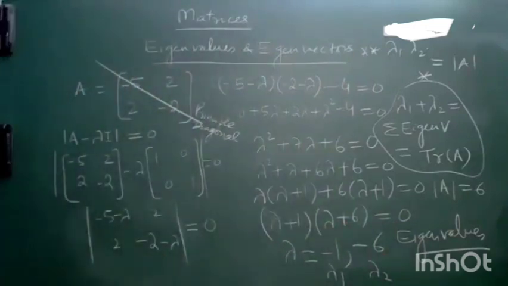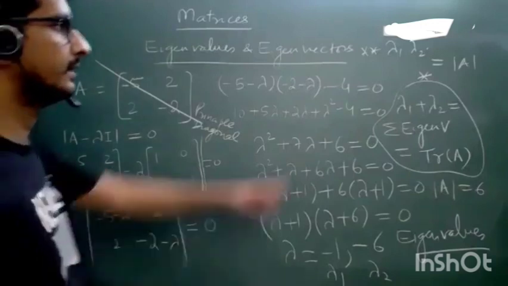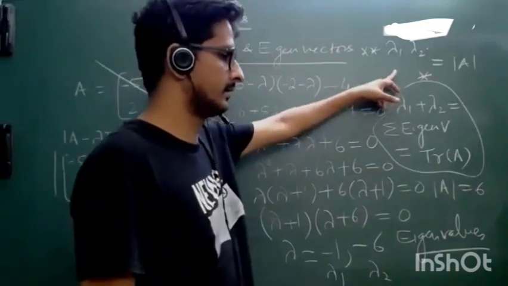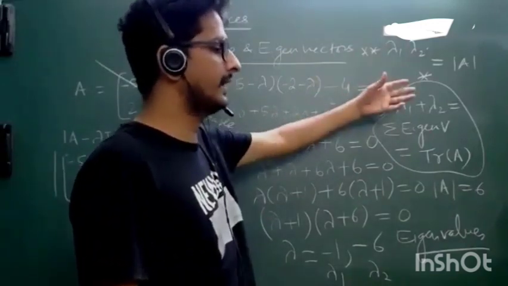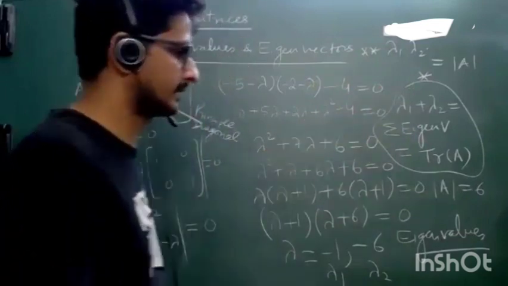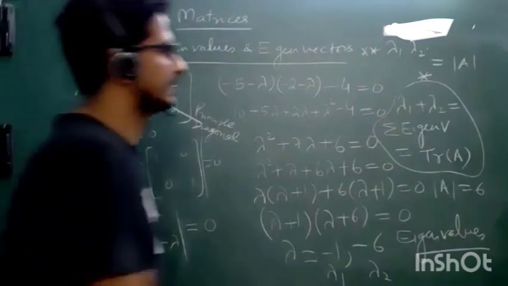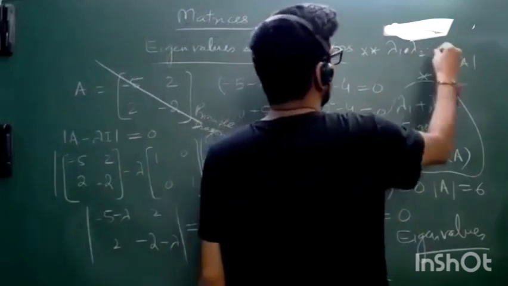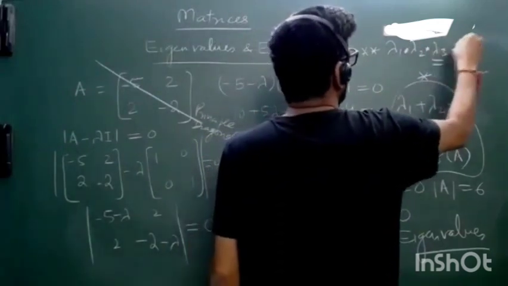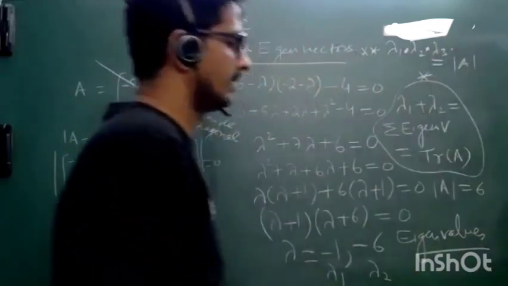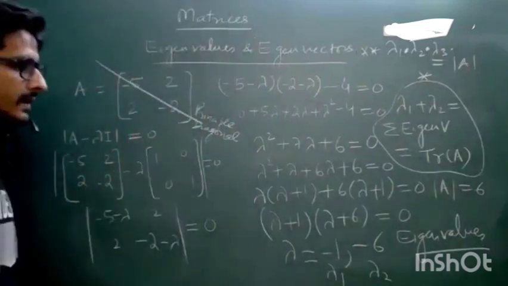Sir, please tell the last property once more. Product of eigenvalues is equal to determinant of the matrix. Okay. What is this? Lambda 1 into lambda 2 into lambda 3 into जितने भी eigenvalues हैं, depending on what is the dimension of the matrix.